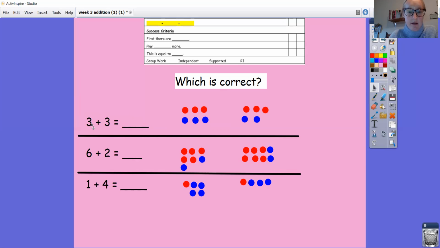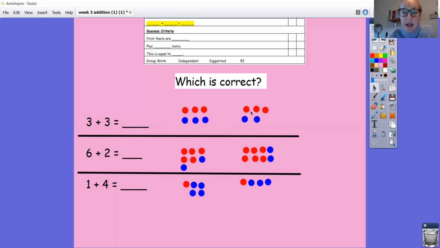So first there are 3, so I'm going to say the red ones. So I've got 1, 2, 3 red ones there. Yeah, got 1, 2, 3 red ones there. Brilliant. So they're both right so far. Plus 3 more. So this means I need 3 blue counters now. So let's have a look. 1, 2, 3. So here we've got first there are 3 plus 3 more. That one's correct. Let's check this one.